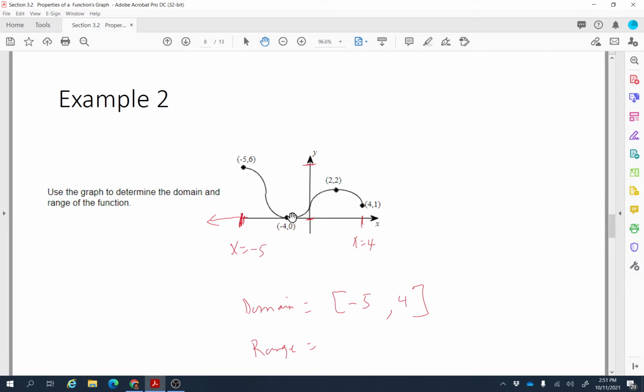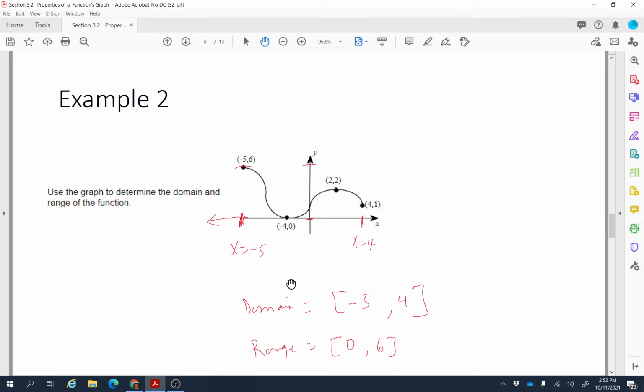As you can see, this point is the lowest point when you walk from bottom to top, and this point is the highest point. So we have to focus on the y coordinate. Here the y coordinate is 0, including that point, that's why you have to use the bracket, comma, it goes to that point which is 6. You have to focus on the y coordinate.